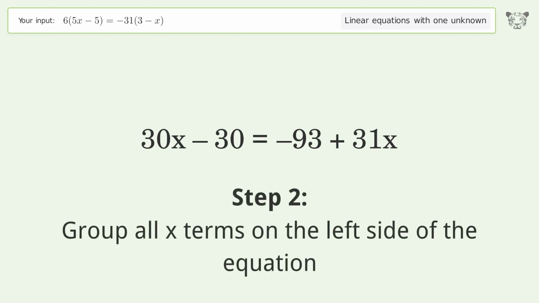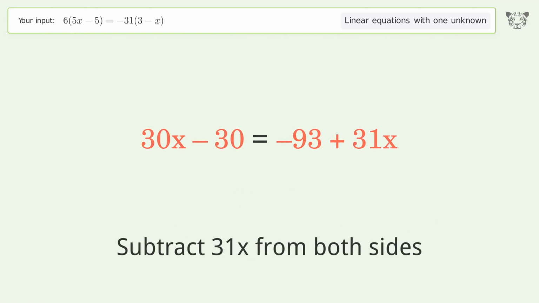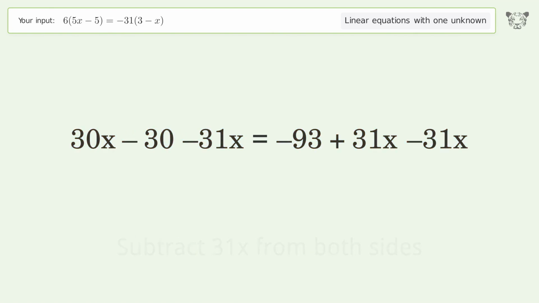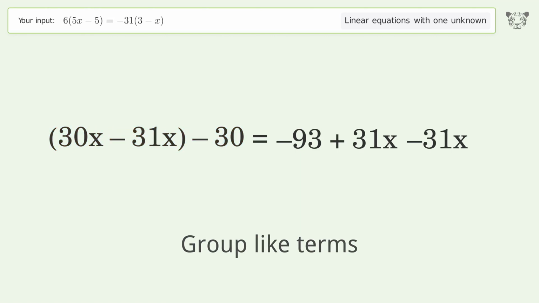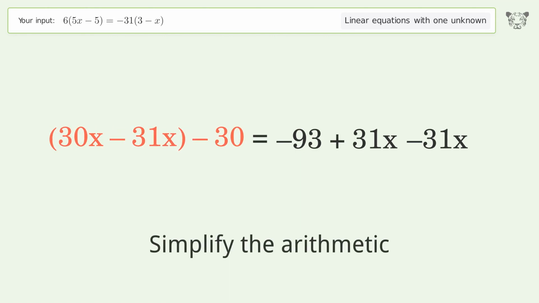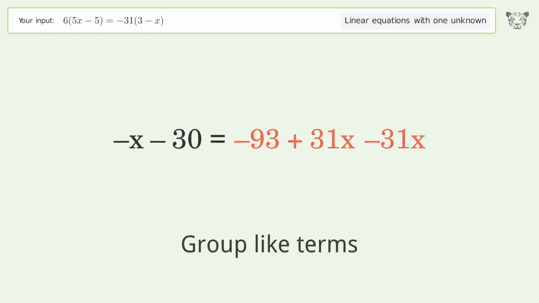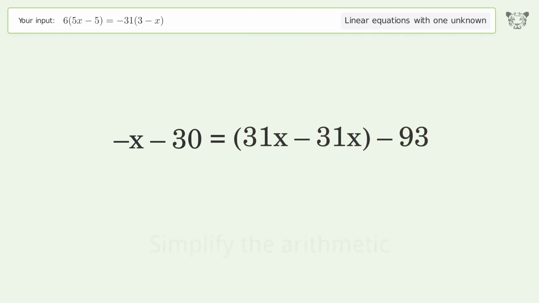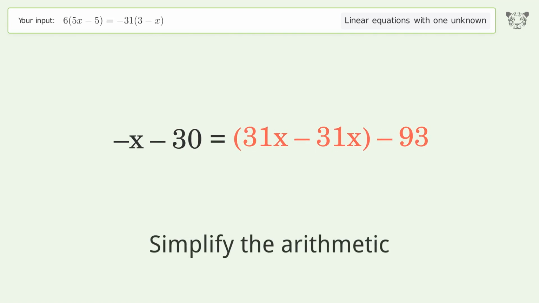Group all x terms on the left side of the equation. Subtract 31x from both sides. Group like terms. Simplify the arithmetic. Group like terms. Simplify the arithmetic.